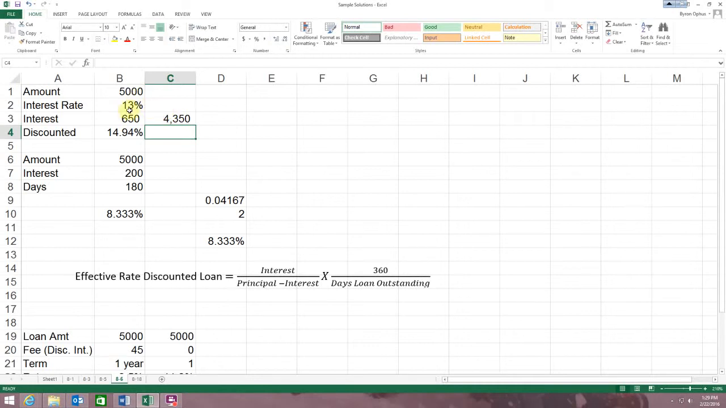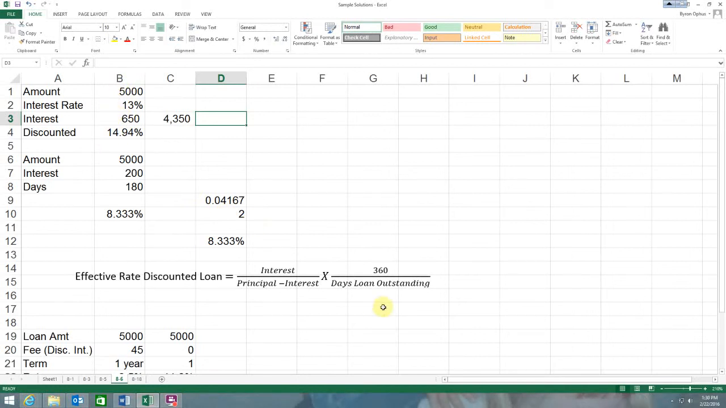No, it's not. And the reason is because when you calculate that this is what you're getting and this is the interest that you're paying, the rate is going to be higher. If we look at the effective rate of a discounted loan, it's equal to this: interest divided by the principal minus the interest, times 360 divided by the days of the loan outstanding, or 1 year.